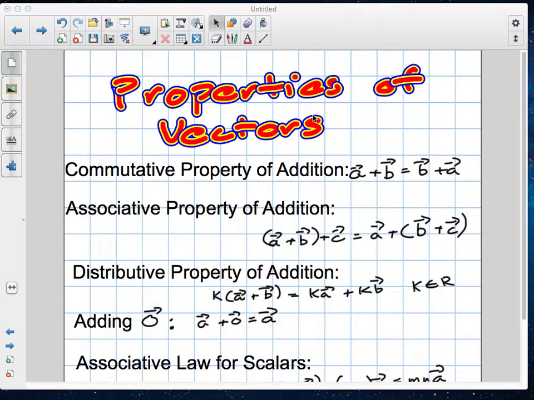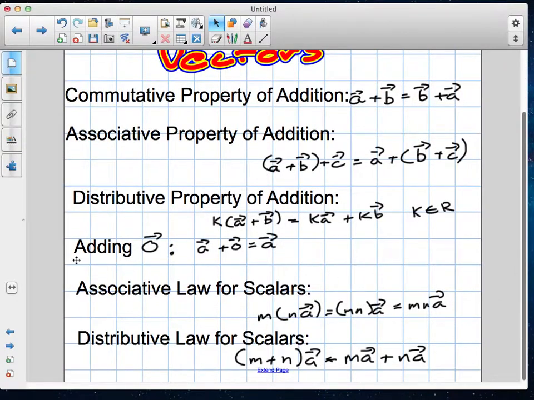Okay, we're doing properties of vectors. There's commutative property, associative property, and distributive property when adding or subtracting vectors. Adding a zero vector doesn't affect anything. And then associative law of scalars. That's when multiplying a number with only magnitude to it, no direction, by a vector. Okay? And we're going to go over a couple questions like that.